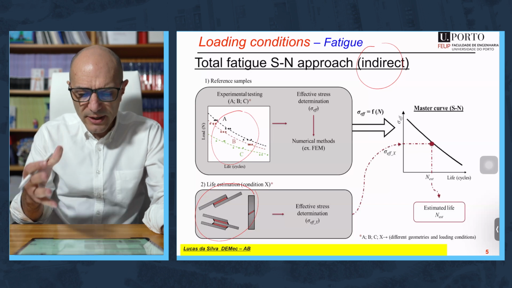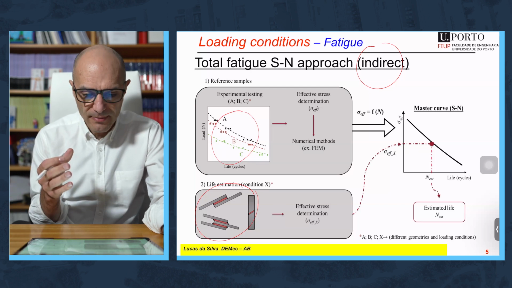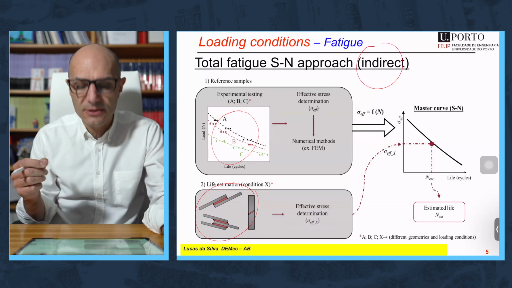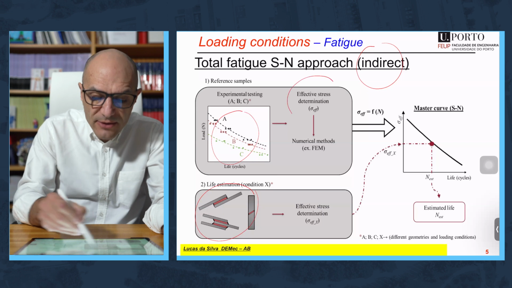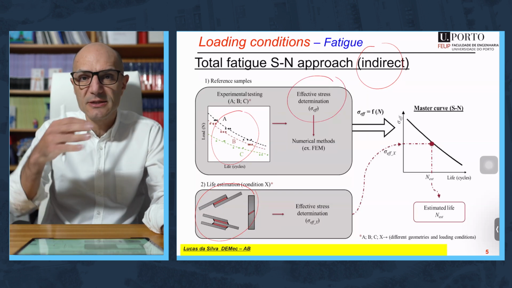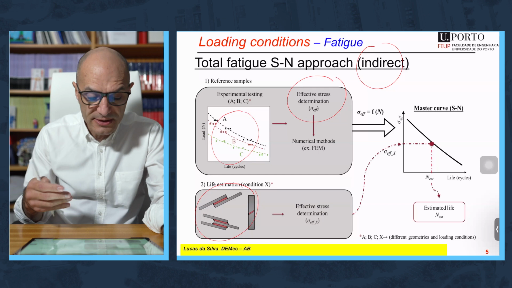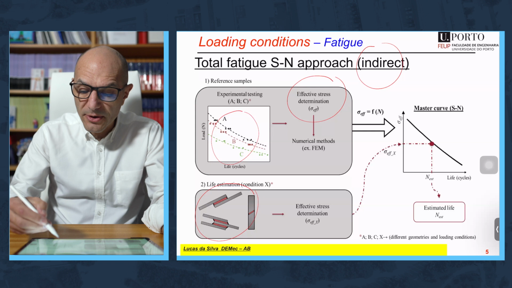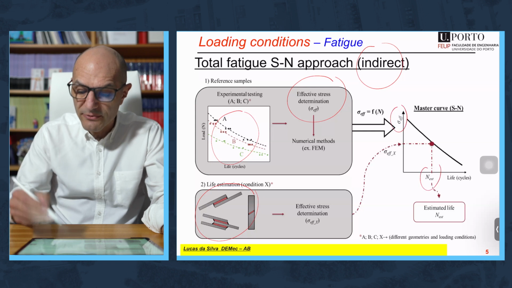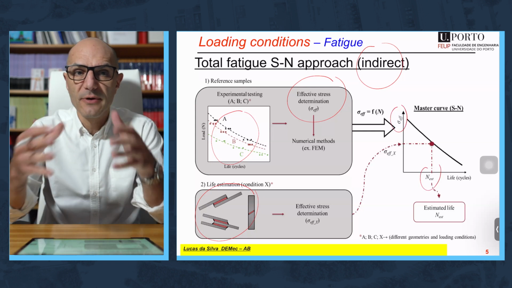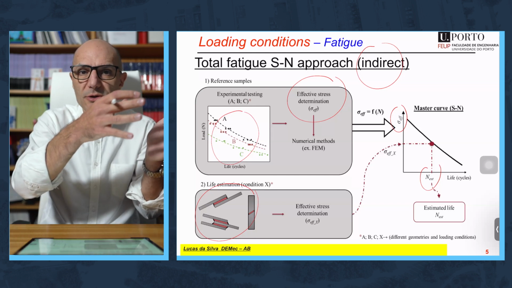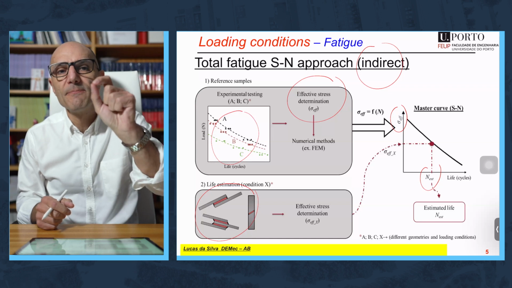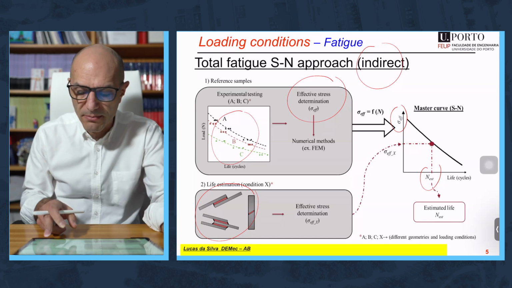But you can collapse these S-N curves into one master curve if you define an effective stress. This effective stress will take into account precisely all the stress levels and the change of geometry, and will generate a master curve where you have effective stress versus number of cycles. With this master curve, you can go to the real structure, determine with an elastic analysis the effective stress, and then determine the corresponding number of cycles.